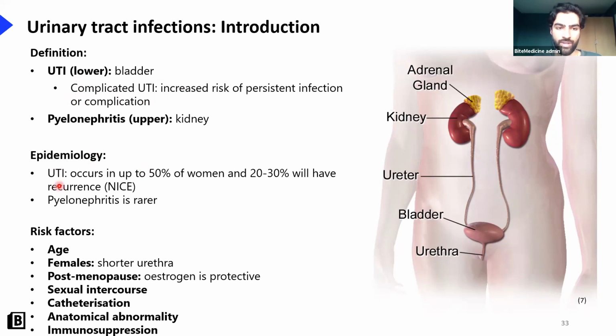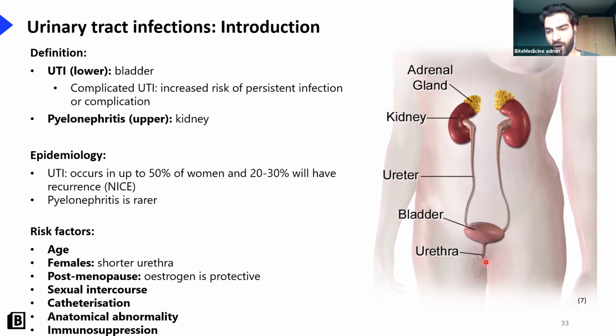Epidemiology, it's very common in women. NICE say it happens in up to 50% of females, and almost a third will have recurrence. Pyelonephritis is rarer. Age, so UTIs are more common in the elderly. Pyelonephritis tends to happen in a bit of a younger population. More common in females because they have shorter urethras.